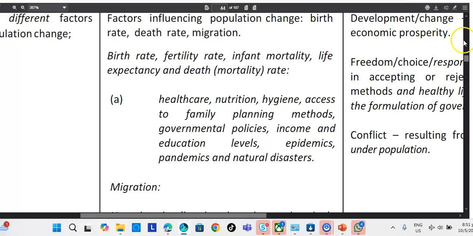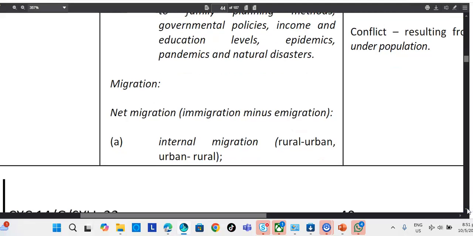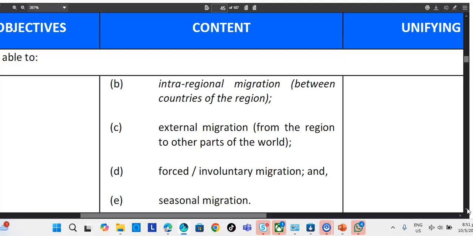All right, migration. Net migration, immigration minus emigration. Internal migration, rural to urban, urban to rural migration. So you have people migrating from rural areas to urban areas and also from urban to rural areas. Inter-regional migration, these are people who migrate between countries of the region. So you're migrating from Jamaica to Trinidad and Tobago, from St. Kitts to Guyana. External migration, from the region to other parts of the world. You're migrating from Jamaica to Canada, from Guyana to the UK.